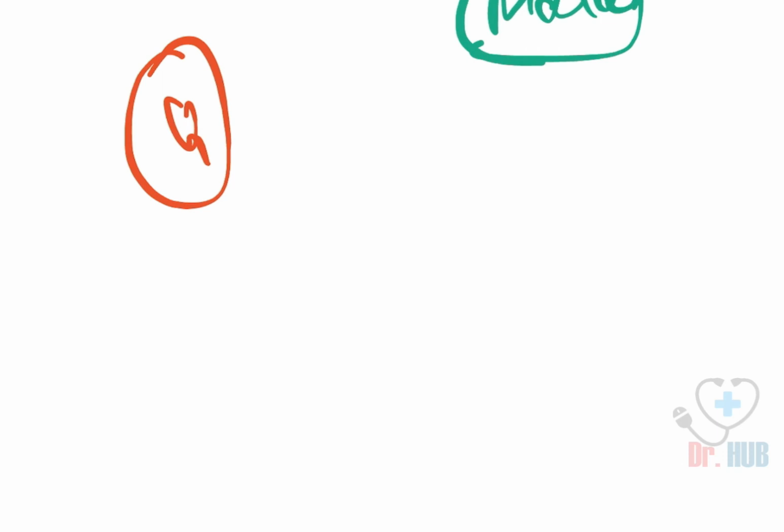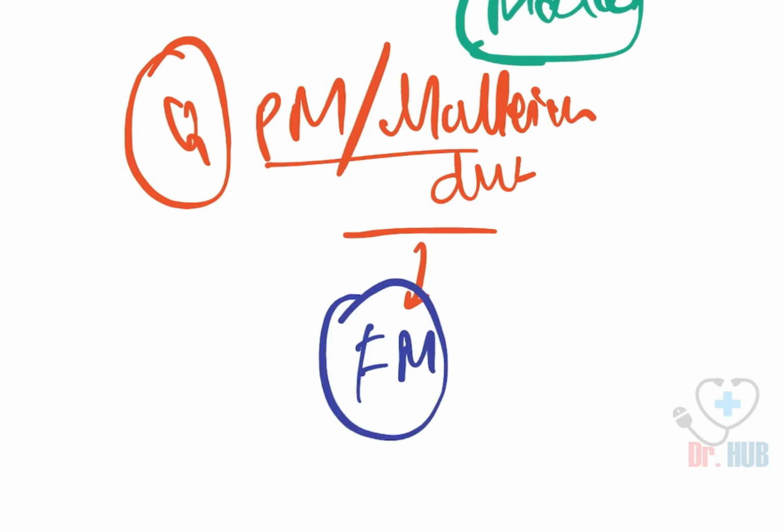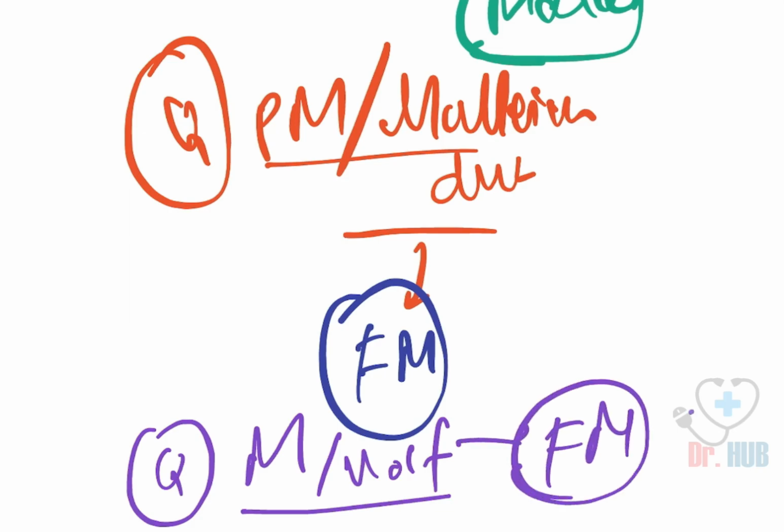Next question is in case of the paramesonephric as well as the Müllerian duct. What are the structures which arise in case of the females? Lastly, what are the structures which arise from the mesonephric or the Wolffian duct in case of the females? So we'll look at the answers in this video.